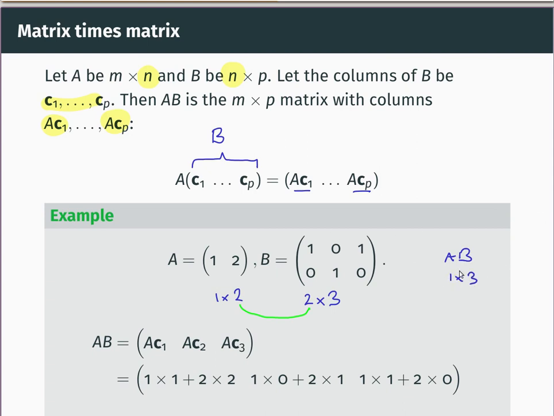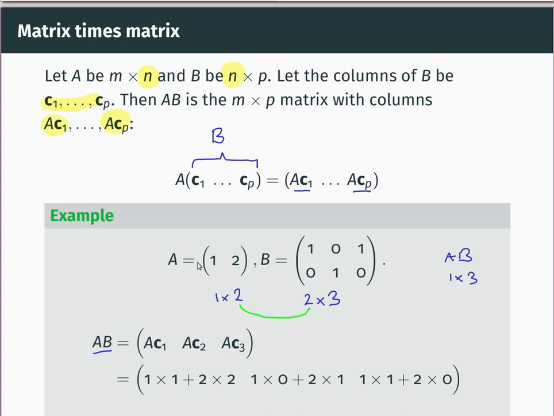So it will be a row vector with 3 columns. And our definition here says that to work out A times B, what we do is multiply A into the first column of B, then we multiply A into the next column of B, then we multiply A into the last column of B. And we use those as the entries of our new matrix. So AB will be obtained by doing these matrix products A times C1, A times C2, A times C3.